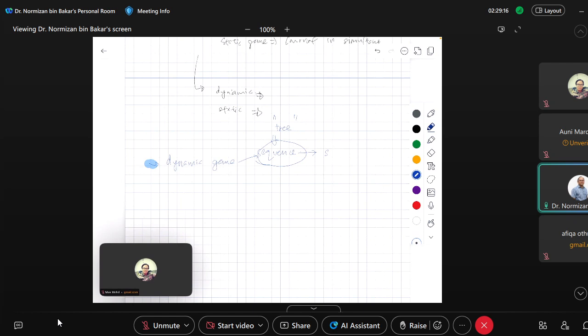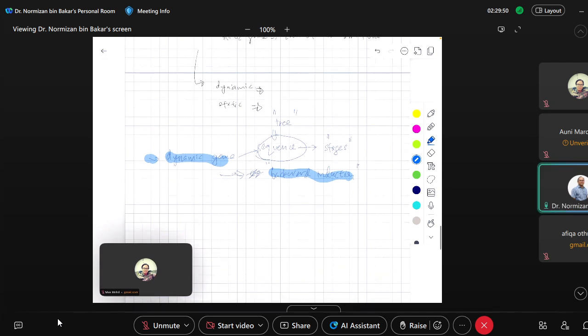So how to analyze this game? We use backward induction. So there are these two things: dynamic game and backward induction. From the international trade point of view, we base our analysis on the Cournot or Stackelberg models. So that is for today about game theory.